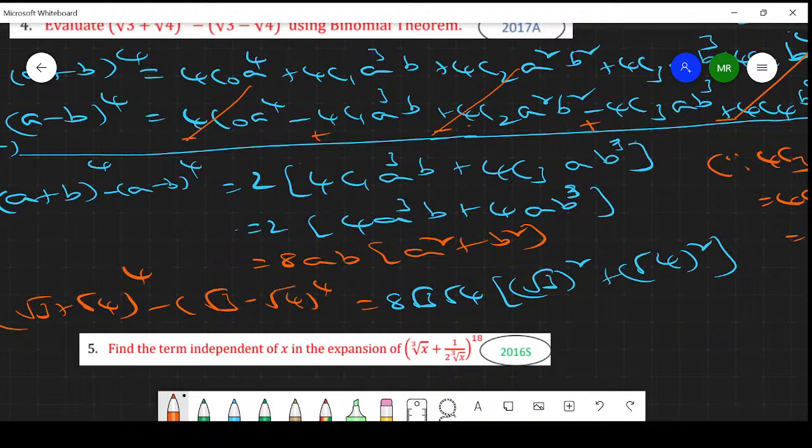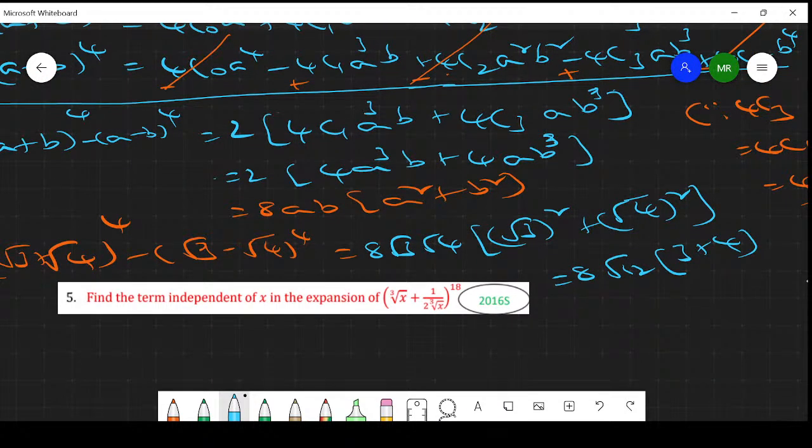Replace this. Correct. Now you can see your answer. 8 root 12, because root 3 root 4 is root 12. Instead you will get 3 plus 4, because root 4 whole square, root 3 whole square, 3 plus 4, 7. So this will be 3 plus 4, 7, 8, 56. So final answer it comes 56 root 12. So this is your answer.